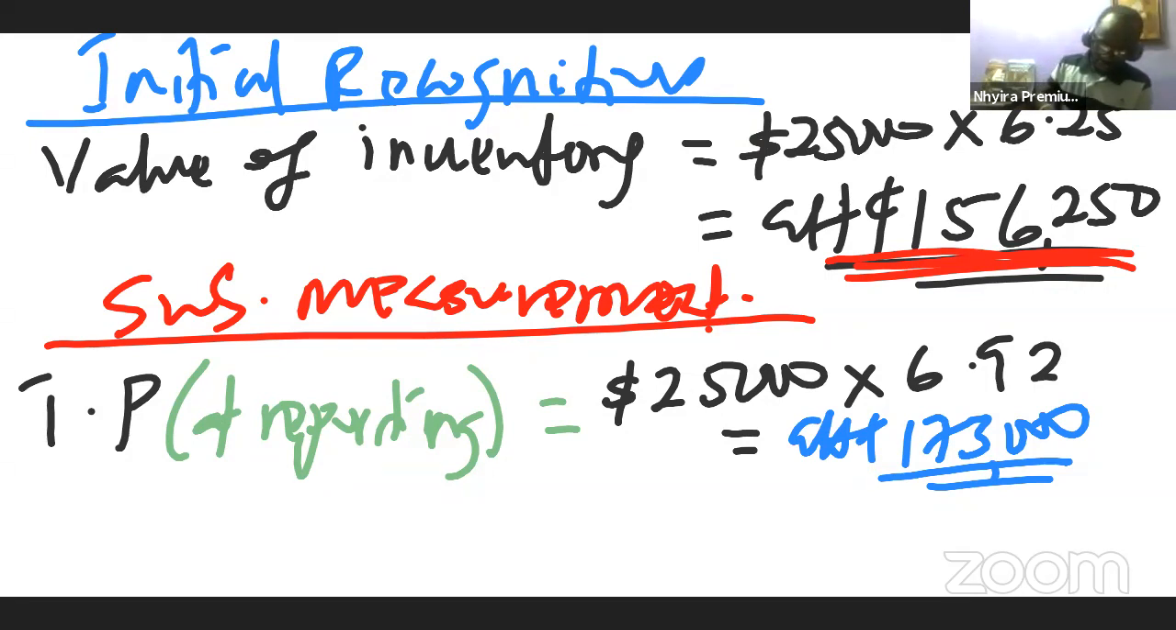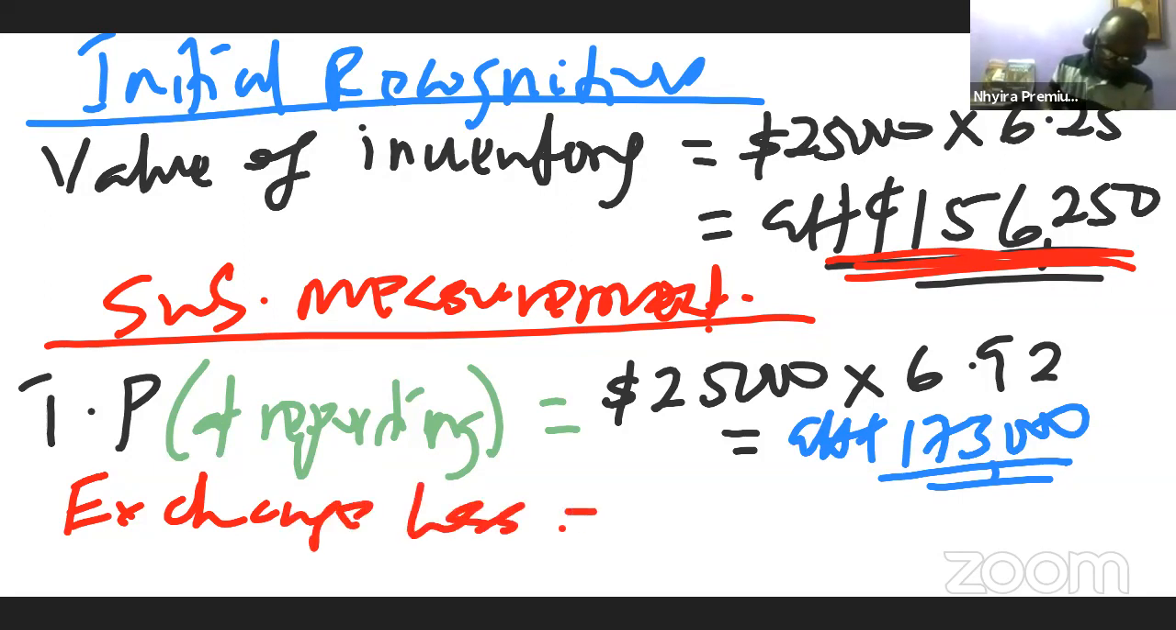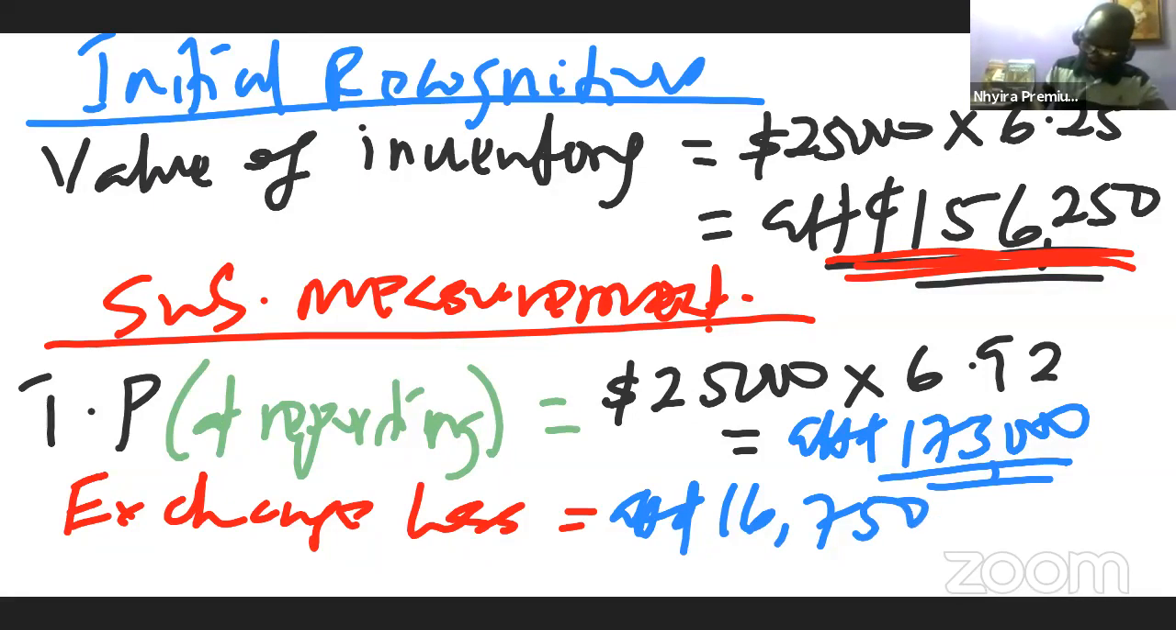So if you check here, you realize that we will have exchange loss because the Ghana cedi is depreciating further. So let's find out 173,000 minus 156,250, and that is 16,750 Ghana cedis. So this is an exchange loss, and this is what is taken to the income statement.